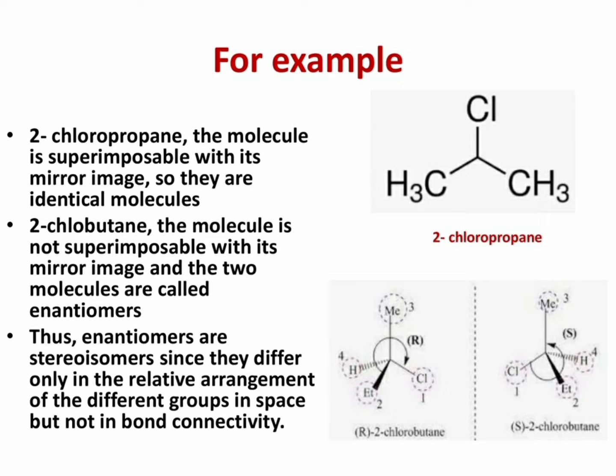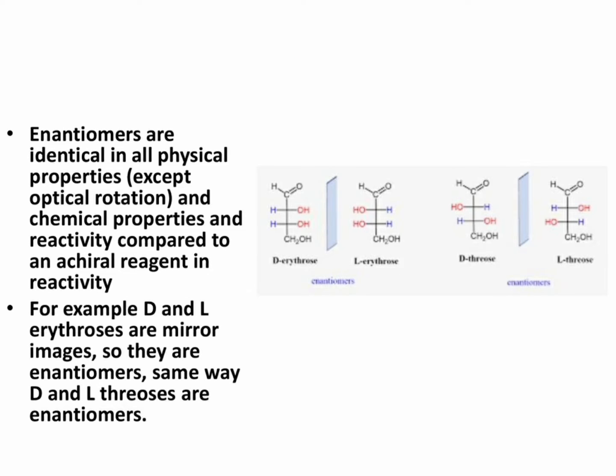But if you take 2-chlorobutane, the molecules are not superimposable with its mirror image and the two molecules are said to be enantiomers. Thus, enantiomers, we can say, are stereoisomers that differ only in the relative arrangement of different groups in space but not in bond connectivity. Enantiomers are identical in all physical properties except optical rotation, and in chemical properties and reactivity when compared to an achiral agent.